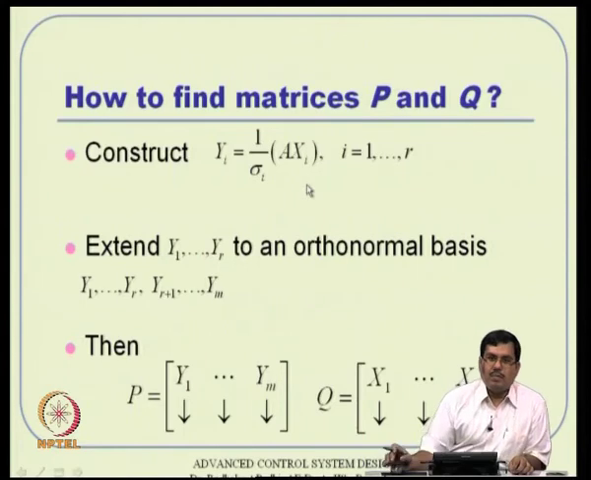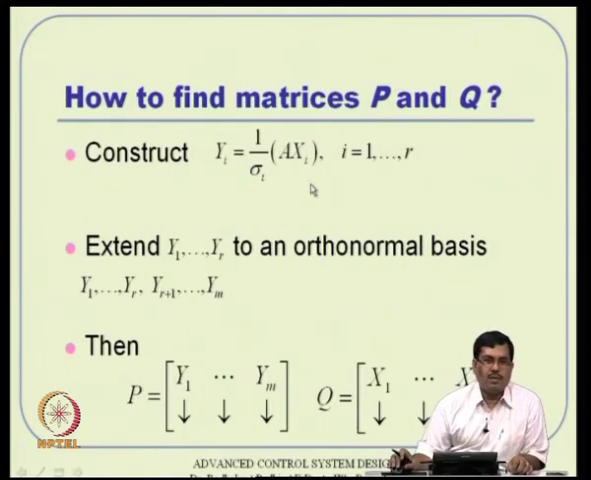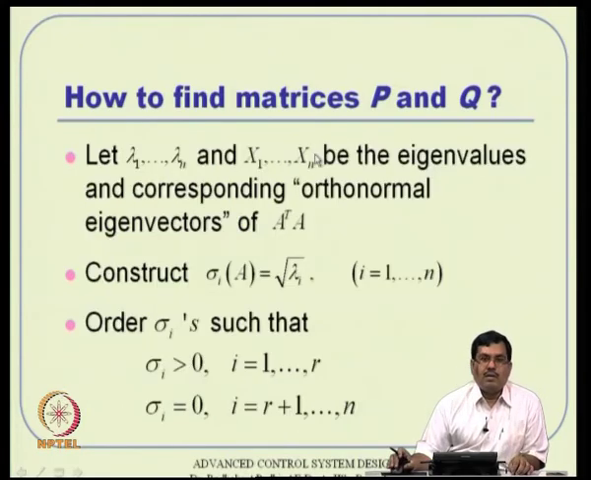Now, the question is how do you find these matrices P and Q, which we did not discuss yet. So, now let us construct these y vectors y1, y2, up to yr this way: 1 by sigma i into A times xi. Remember, xi is the eigenvector for this matrix, A transpose A. So, that we are having by now.